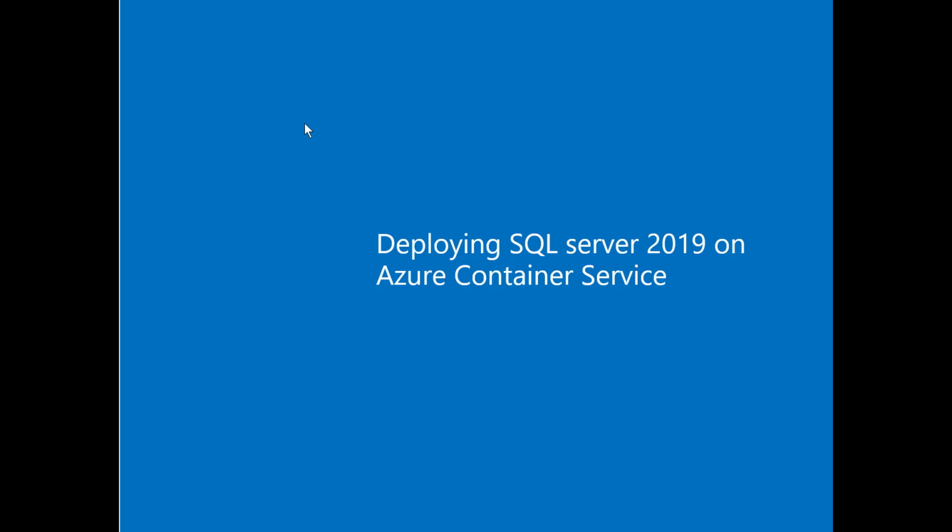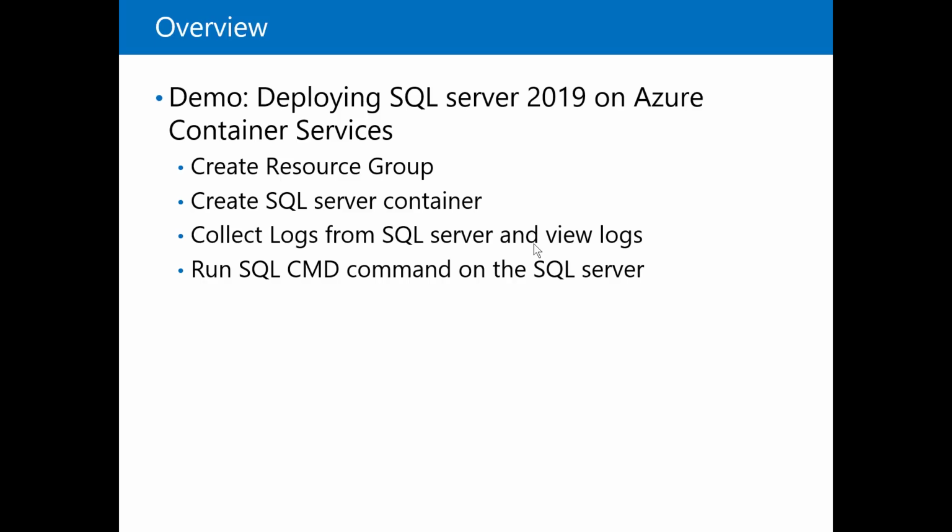Now we have learned enough and built a solid understanding of Docker and Azure Container Services. So now let's deploy SQL Server 2019 on Azure Container Services. In this demo, first we are going to create a resource group. Then we will create a SQL Server container. We will also collect the logs from the SQL Server and then view these logs. We will run a sqlcmd command on the SQL Server and see whether our command is running successfully or not. So let's get started.